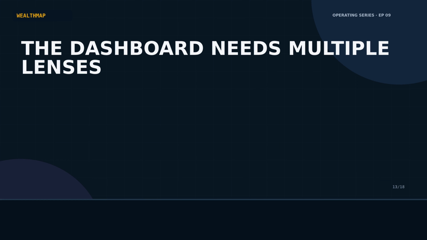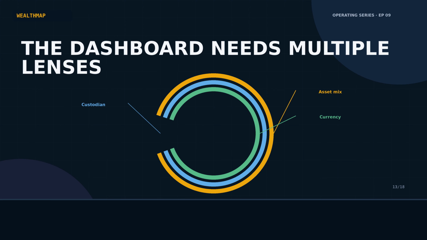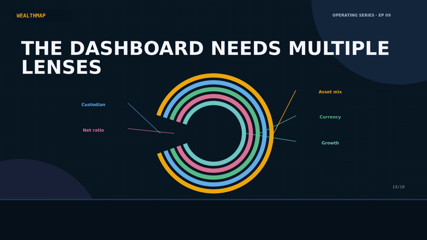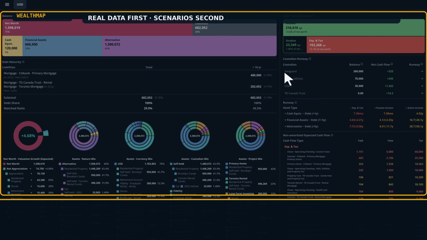Before modeling the future, the dashboard needs a trustworthy current state. The 7-ring panorama separates asset mix, custody, currency, net ratio, growth, income, and expenses. So one attractive curve cannot hide the structure feeding it. The real WealthMap home view is the current state layer. Net position, cash flow, debt maturity, runway, and the ring breakdown. It does not guarantee a 10-year return. It gives the scenario model cleaner inputs.